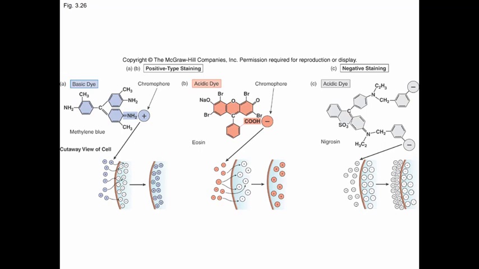We are going to do one type of negative staining in this class. We're going to look at a capsule. The capsule stain is a negative staining process because we're going to outline the capsule. We're not actually going to see it clearly. Okay?